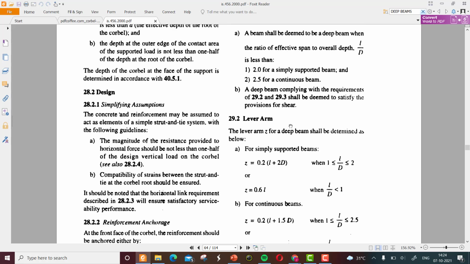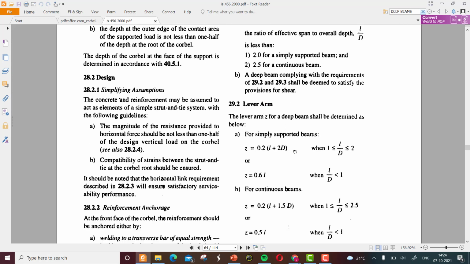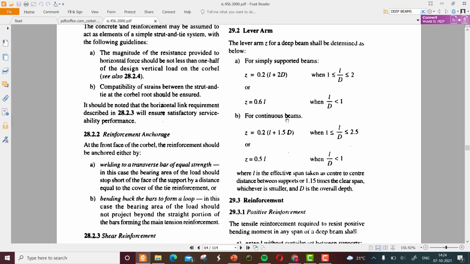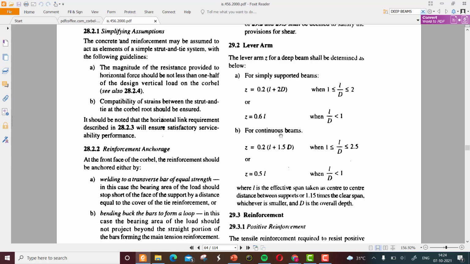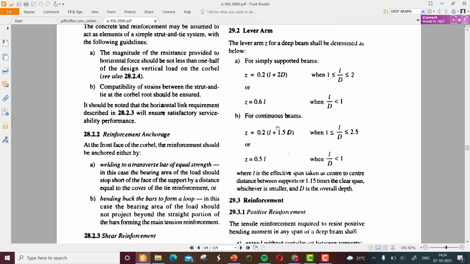And there are some provisions for finding the lever arm for the calculations. There are different equations for simply supported beams as well as for the continuous beams. Even in the simply supported beam, there are two equations for the lever arm, based on the value of the L by D ratio. If it is between 1 and 2, we have one equation, and for values less than 1, you have another lever arm equation. The same is applicable for the continuous beams. You have two sets of equations.